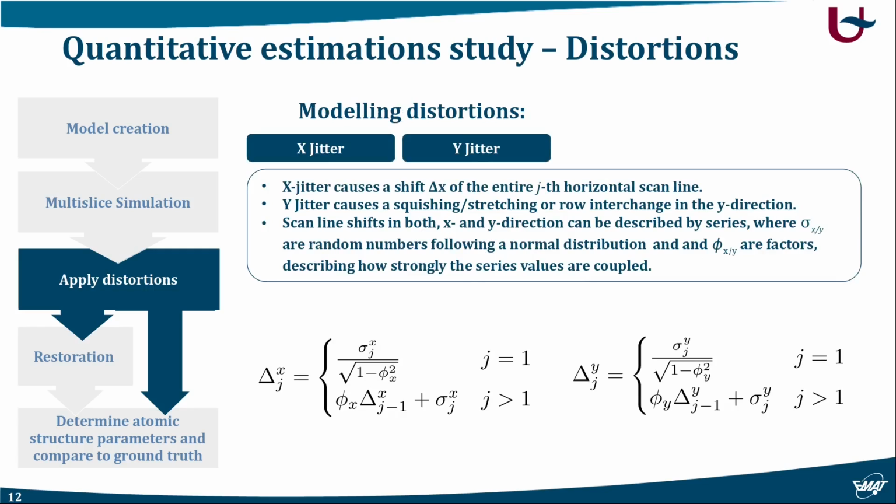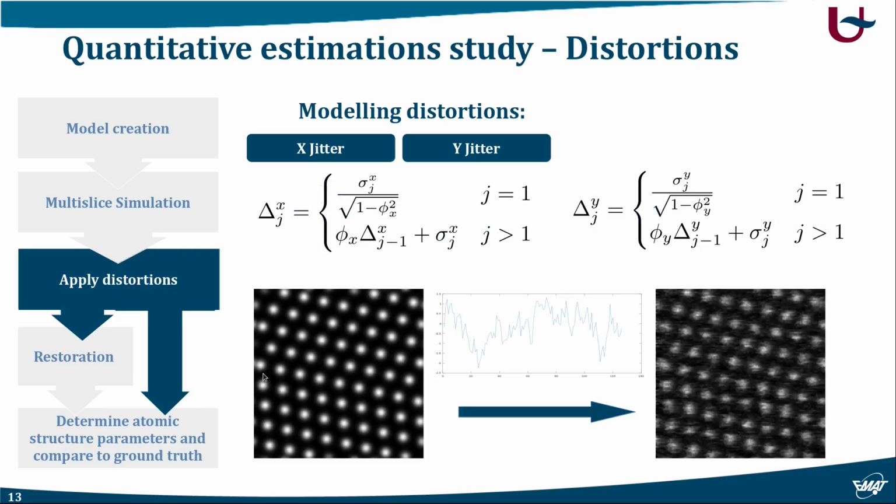First off, the X and Y jitter are basically scan line shifts in the X and Y direction. Mathematically, they can be described in the same way by a series of related terms. In this mathematical representation, we have two parameters we can play with. That is the sigma parameter and the phi parameter. So the sigma parameter basically causes a short range effect. It's basically a random offset with a normal distribution. And the phi parameter couples each value to its previous value in the series. So that creates some sort of long range effect. And what that looks like you can see here.